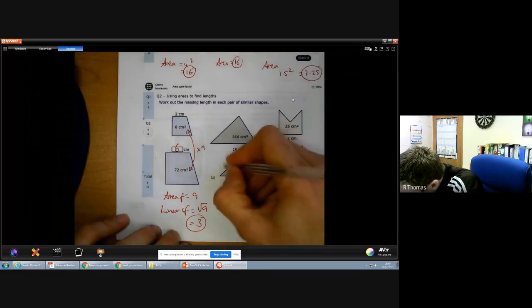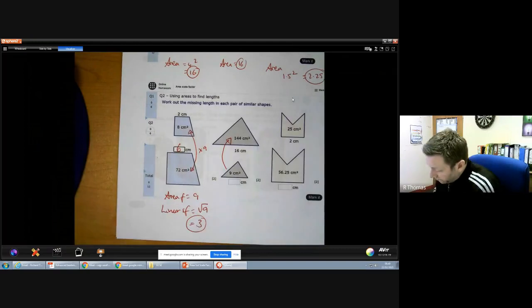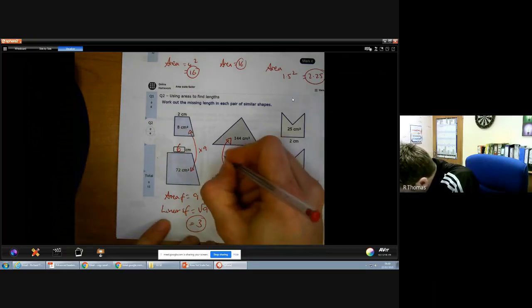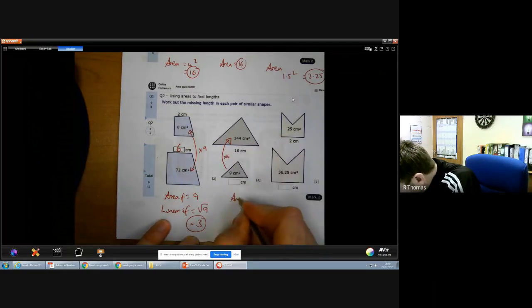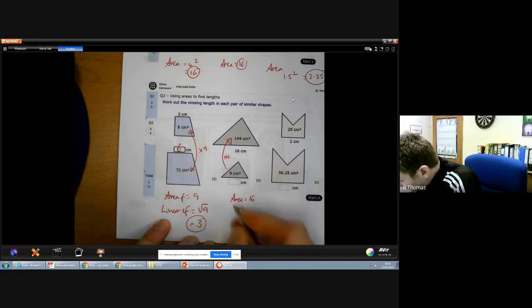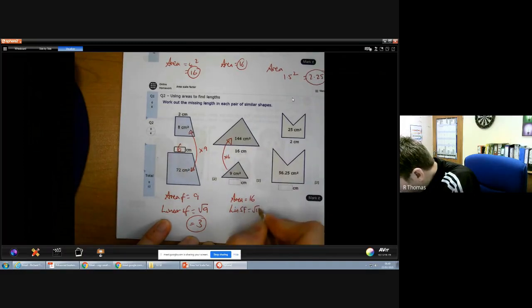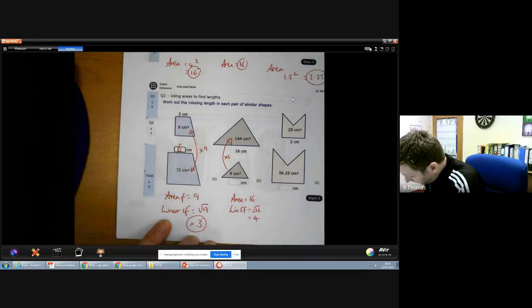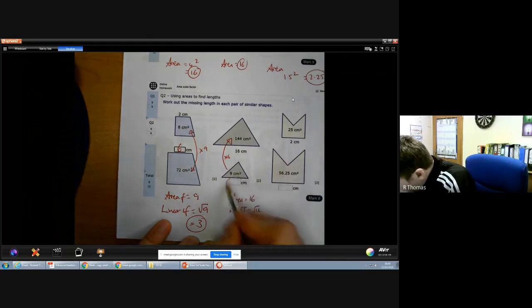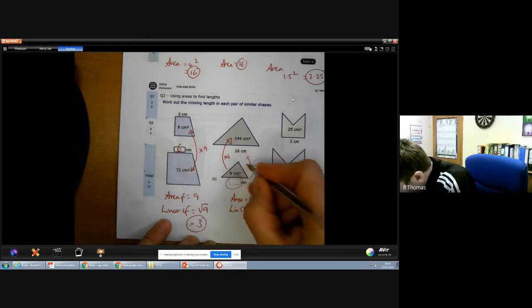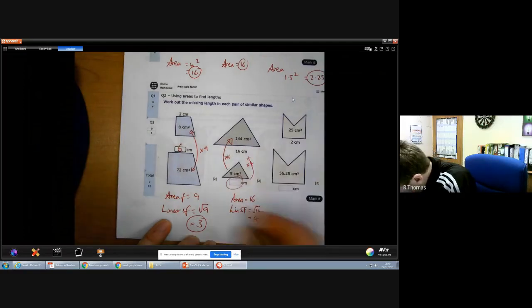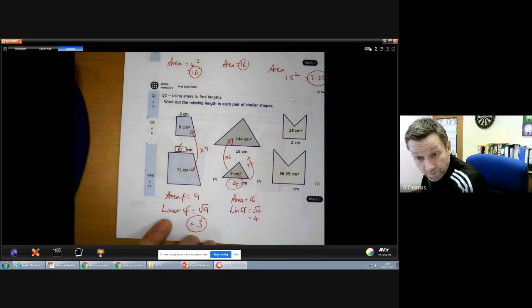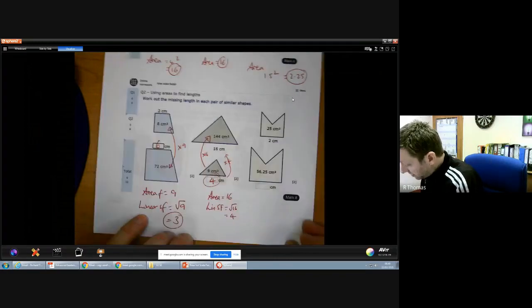If we look at this one here, how did I get from 9 to 144? 144 divided by 9 is 16, right? So the area factor is 16. So the linear scale factor is the square root of 16, which is 4. So whatever was in here, I times it by 4 to get to 16. So that answer is 4. I hope that makes sense to you.